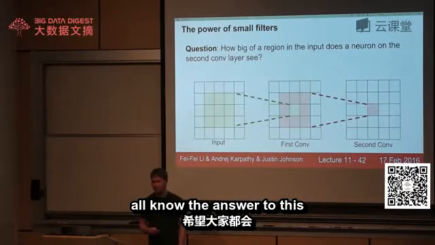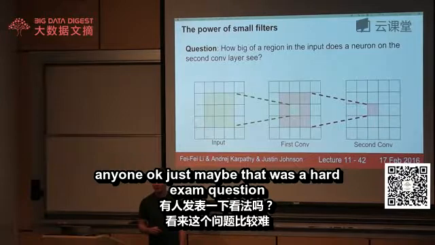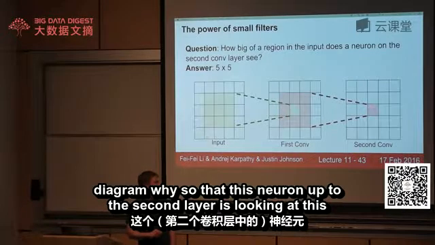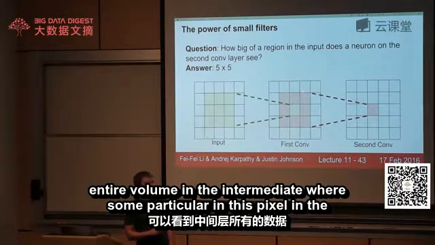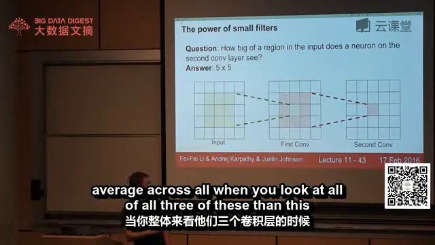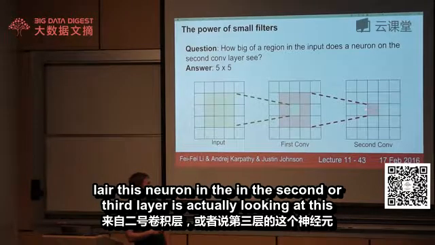Murmurs? Anyone? Okay, guess maybe that was a hard midterm question. But this is a 5x5, and it's pretty easy to see from this diagram why. This neuron after the second layer is looking at this entire volume in the intermediate layer. In particular, this pixel in the intermediate layer is looking at this 3x3 region in the input. So when you look at all 3 of these, this neuron in the third layer is actually looking at this entire 5x5 volume in the input.